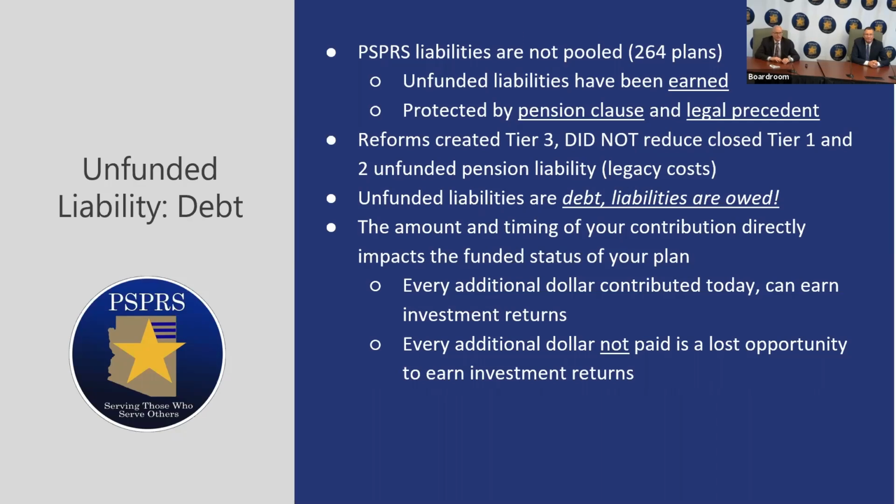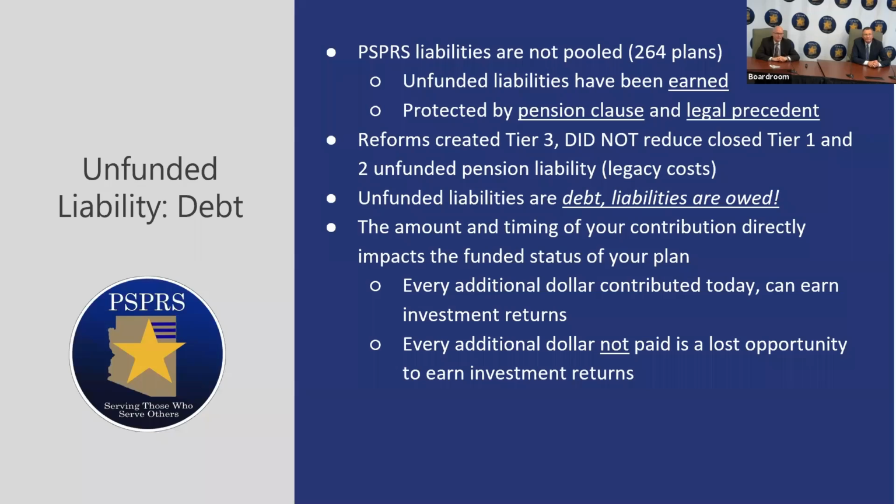The reforms that created Tier 3 a few years back was really good. That was something to help control the growth of the unfunded liabilities. And so creating Tier 3 was a huge benefit. But we need to remember that Tier 3 did not reduce Tier 1 and 2 unfunded liabilities. Those are legacy costs. They're going to have to be paid. And so we just need to think about those unfunded liabilities as a debt. So how are we going to manage that debt over the long term?